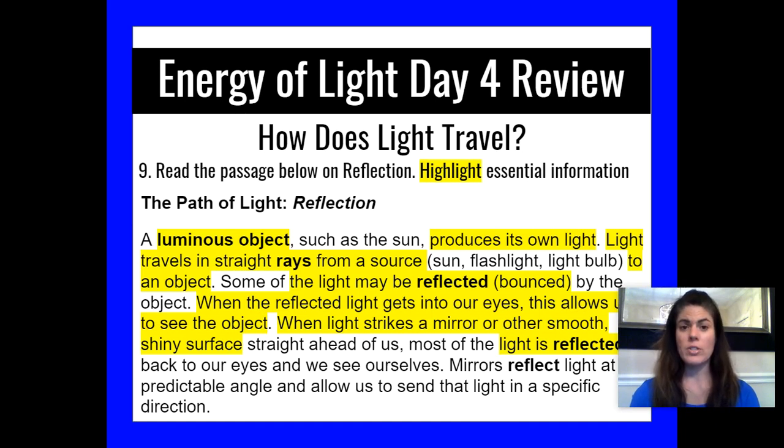Light travels in straight rays from a source to an object. The light may be reflected or bounced. When the reflected light gets into our eyes, this allows us to see the object. When light strikes a mirror or other smooth, shiny surface, light is reflected.